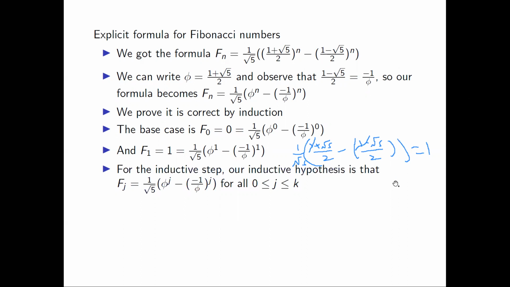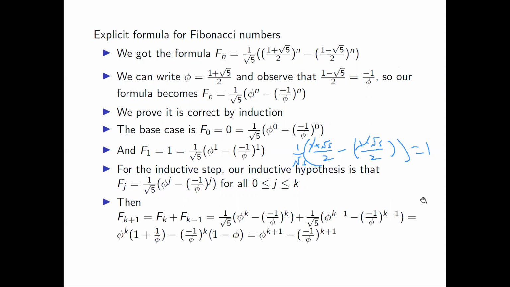And we'll use that to prove our next inductive step, which is that we want to prove that f sub k plus 1 is equal to 1 over the square root of 5 times phi to the k plus 1 minus negative 1 over phi to the k plus 1. We didn't prove that yet. We're about to prove that. In order to prove that, we can use our recurrence equation for the Fibonacci sequence. We'll write f sub k plus 1 equals f sub k plus f sub k minus 1. And then we can use our inductive hypothesis for f sub k and for f sub k minus 1.